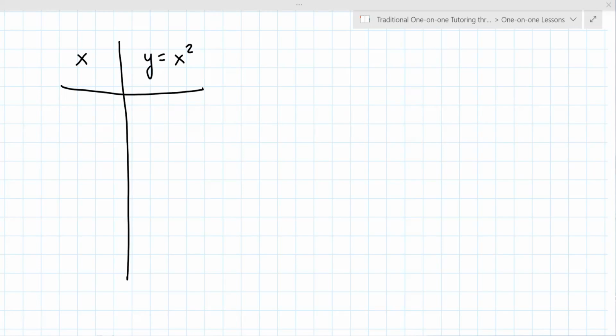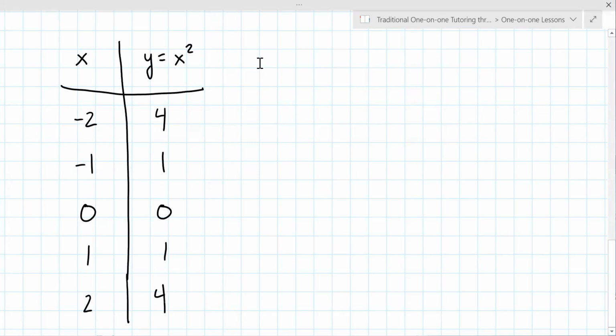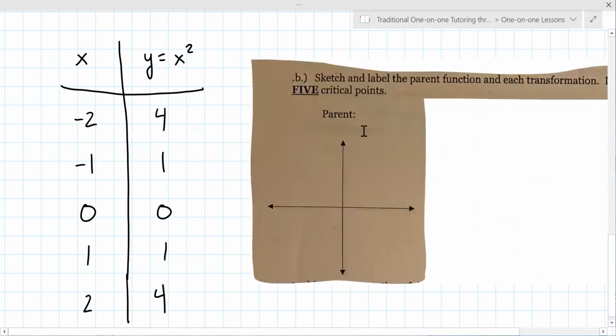Okay, so give me the values that go in this table. Give me the values on the left and the values on the right, if you've got it there. -2 at the x, 4, -1 at the x, 1 at the y, 0 and 0, 1, 1, 2 at the x, and 4. Perfect. I'm going to ask you for this over and over again today, so I'm glad you've got it there for you.